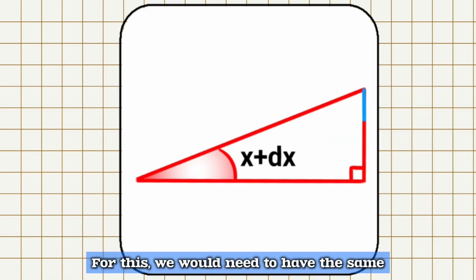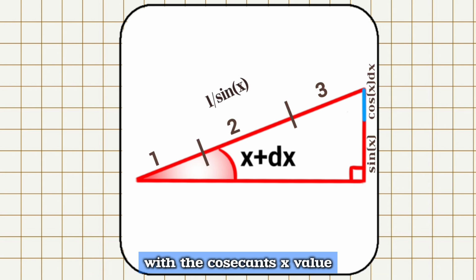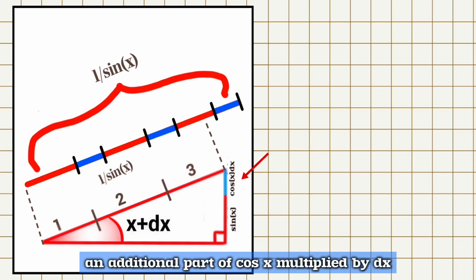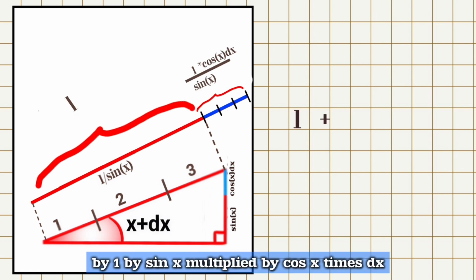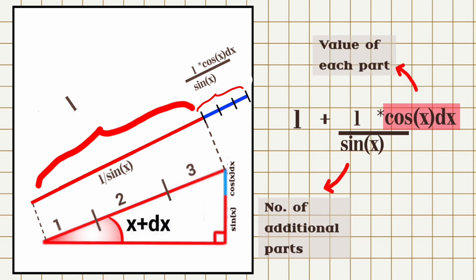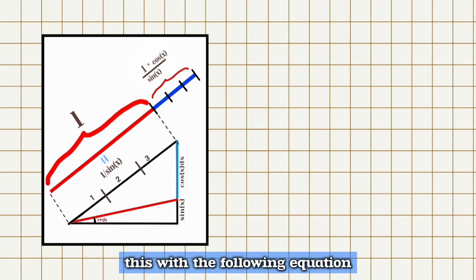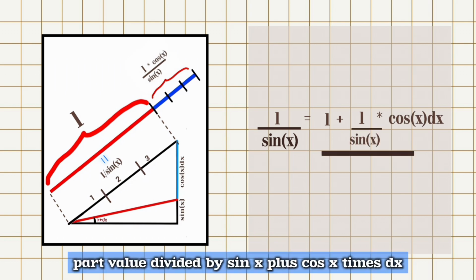For this, we would need to have the same number of sine x plus dx sides to compare with the cosecant x value. We can notice that since sine x plus dx has an additional part of cos x multiplied by dx, the total value of these parts exceeds 1 by sine x multiplied by cos x times dx, where 1 by sine x is the number of additional parts and cos x times dx is the value of each part. From the figure, we can mathematically represent this with the following equation where 1 by sine x is equal to 1 plus the additional part value divided by sine x plus cos x times dx.